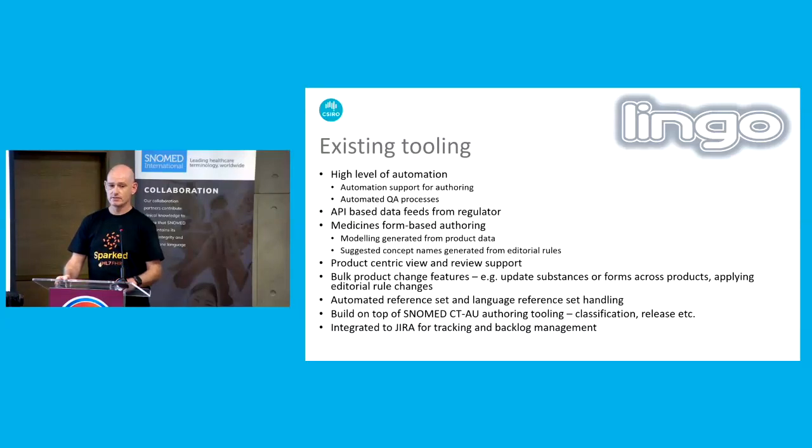We do get API-based feeds from our regulator and our benefits scheme management. And essentially, the authoring is done from a form which is medicines product-centric. So it's not modeling SNOMED concepts. It's collecting data about medicines products, and then that goes through a process of generating a suggested modeling for the concepts that need to be created, detecting the concepts that already exist that don't need to be created, presenting that to the user to say, hey, this is what I think you need to do to author this product.